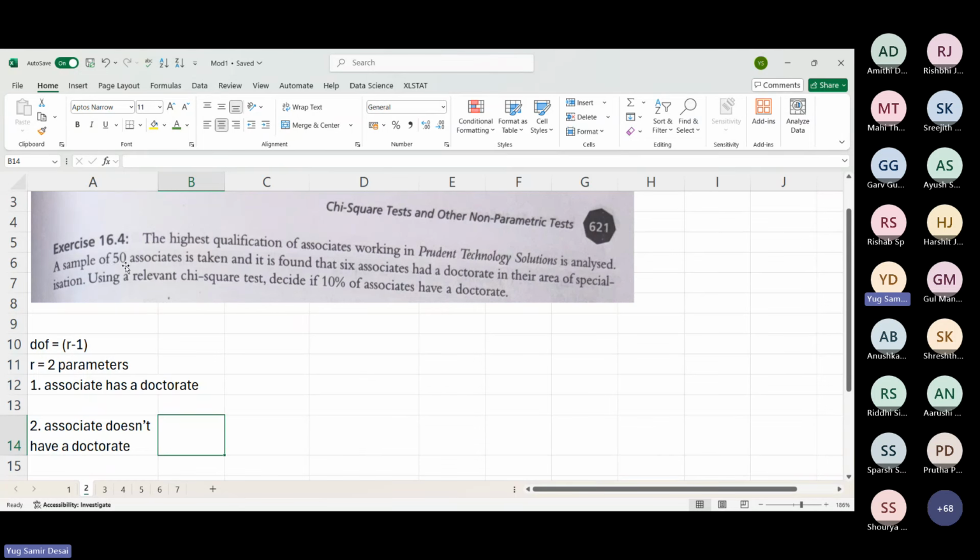And 10% gives you the probability of associates having a doctorate within the sample. So your expected would be 5, which is 10% as mentioned here. And 90% of these associates would not have one. So the expected for the second parameter would be 45. That's the only difference that is there in the chi-square tests.